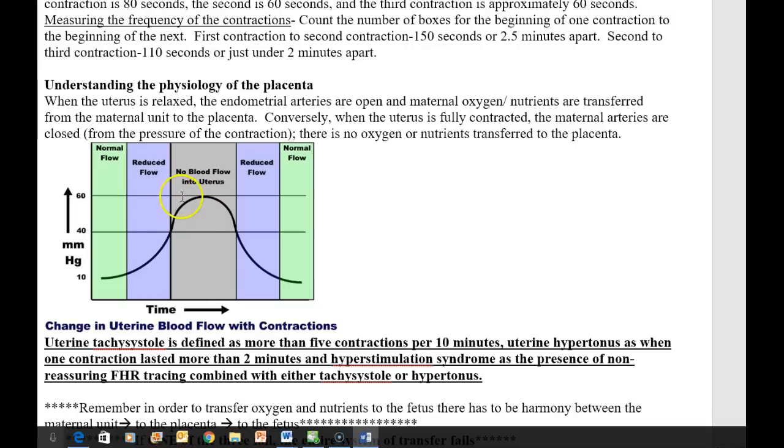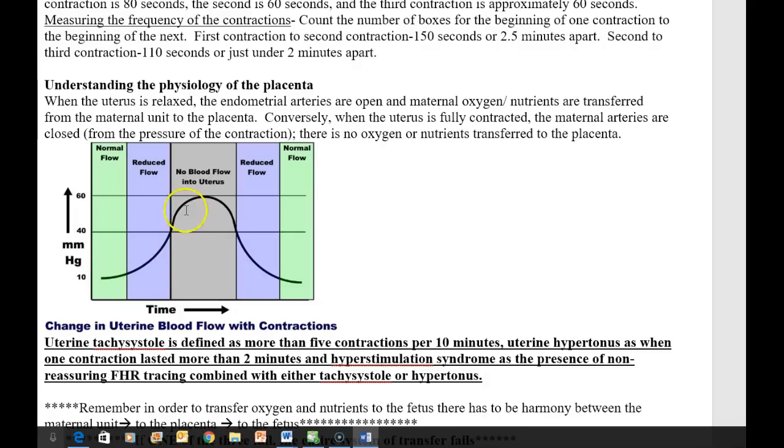So you can see, if we had a contraction that lasted 5 minutes, how a baby would be completely hypoxic, no oxygen, and be acidotic because no CO2 was picked up. Then you can see where it comes down. There's some oxygen exchange and CO2 exchange, and then there's normal flow. So I just want to show you the anatomy of a contraction.